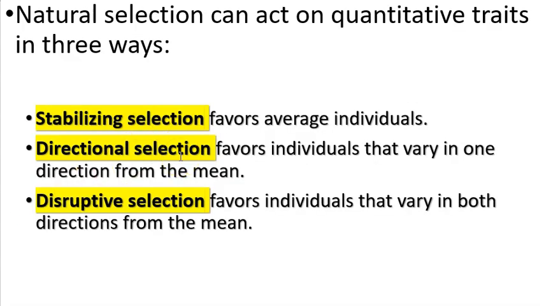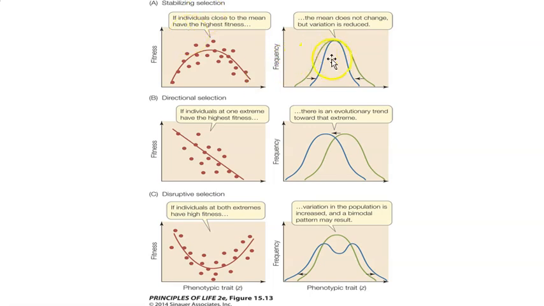Now, natural selection can act on quantitative traits in 3 ways: stabilizing, directional, and disruptive. Stabilizing is when it favors the averages. Directional is when natural selection favors one of the extremes. And disruptive is when it favors both directions. Hey, mistake number 2. It kind of looks like this: the mean is selected for, a direction is selected for, and the extremes are selected for.